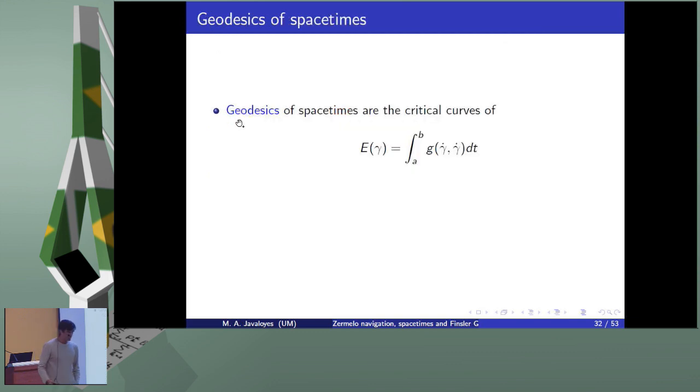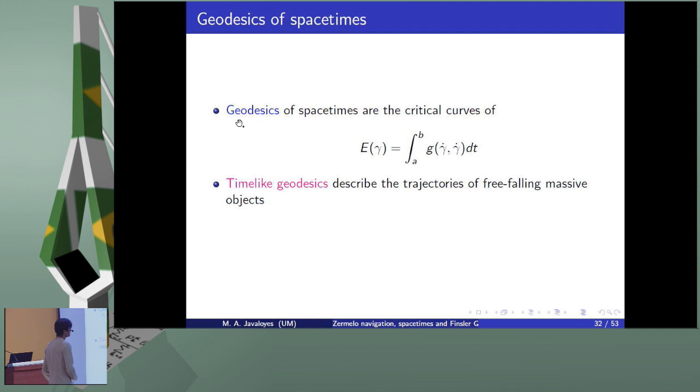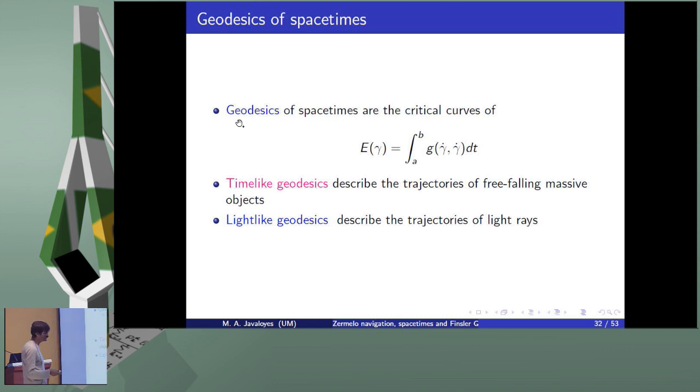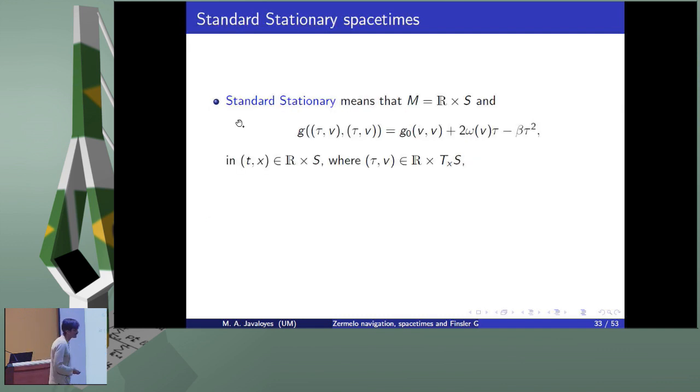Okay, so in a spacetime, we also can define geodesics in the same way as in Riemannian geometry, using, for example, the energy function. Geodesics are critical curves of this functional. And, well, the most important curves are time-like and light-like geodesics. Time-like geodesics describe the trajectories of free-falling objects, and light-like geodesics describe the light rays. Okay.